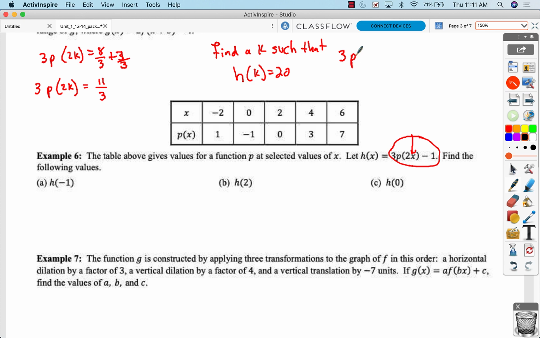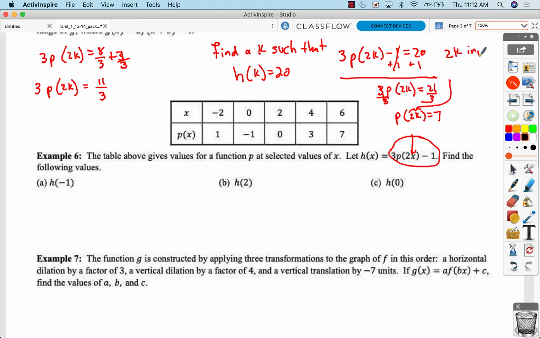So 3p to the 2k minus 1 equals 20. Now, add the 1, add the 1. Cancel, so now I have 3p to the 2k equals 21. Now divide the 3 and divide the 3, and now it's going to be p to the 2k equals 7. Now you say, well, okay, 2k is the input, and 7 is the output.